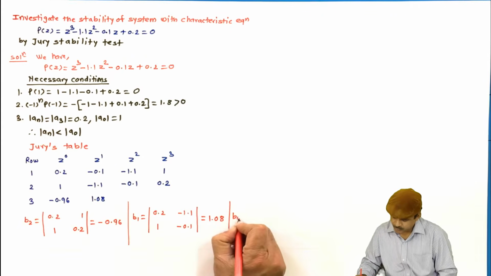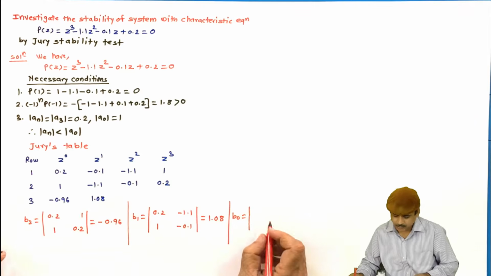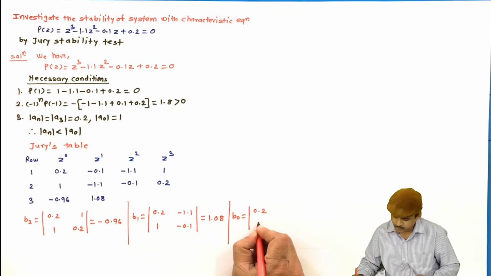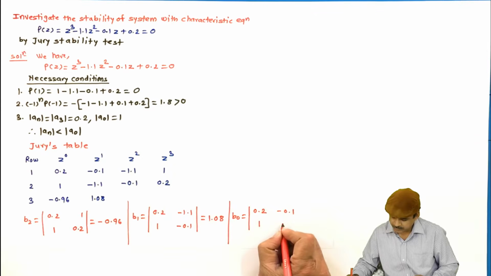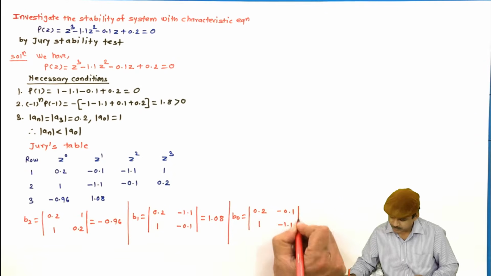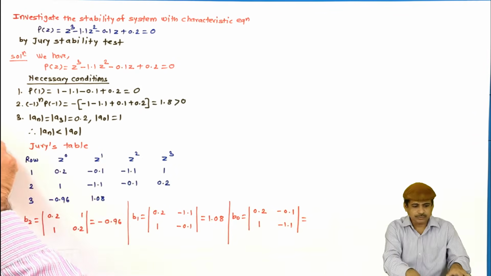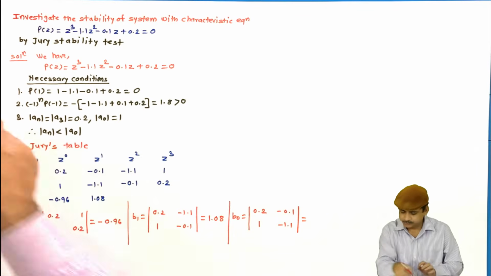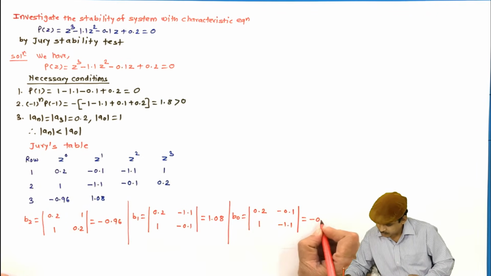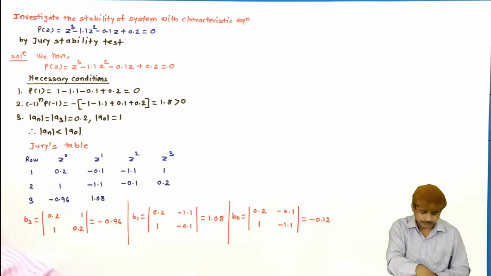Let us find B0. For B0 this will be the determinant with 0.2, 1, and these two -0.1, -1.1, and it is equal to 0.2 into -1.1 plus 0.1. So it's -0.12.